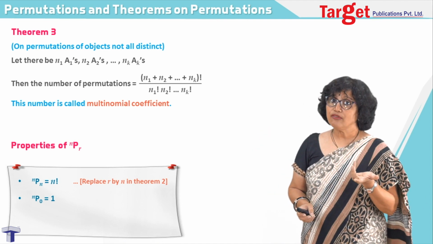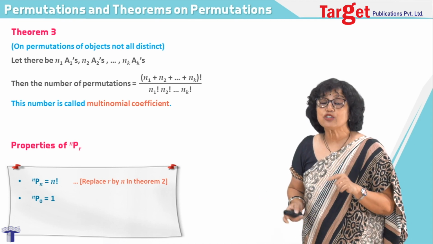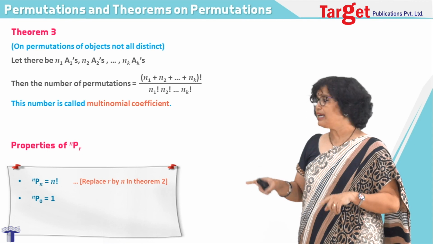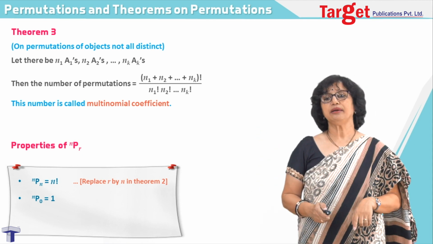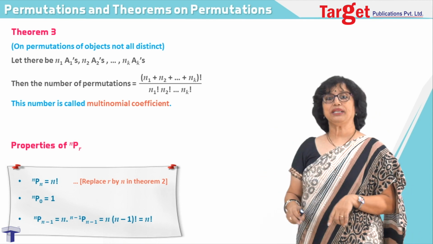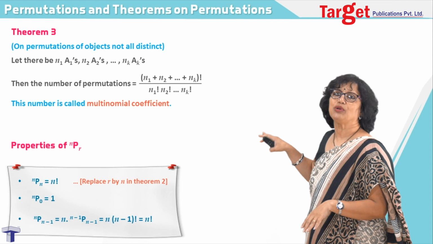Now what was the answer for nPr? It was n factorial upon (n minus r) factorial. In place of r, what I have written here? 0. So n factorial upon n factorial I will get. So my final answer is 1 here. Now I go for one more, and that is nP(n minus 1). Expected answer is actually n factorial.